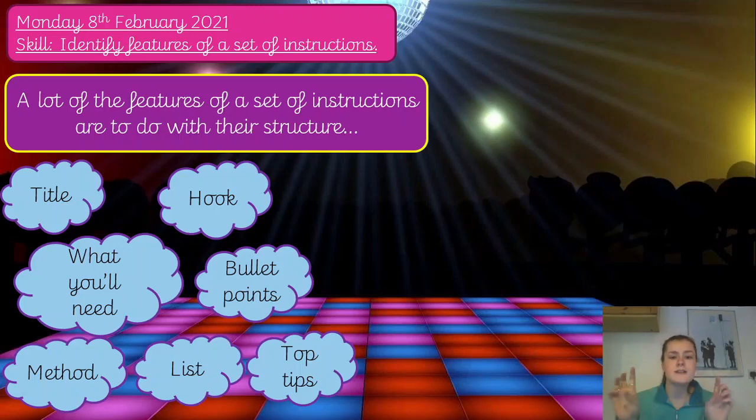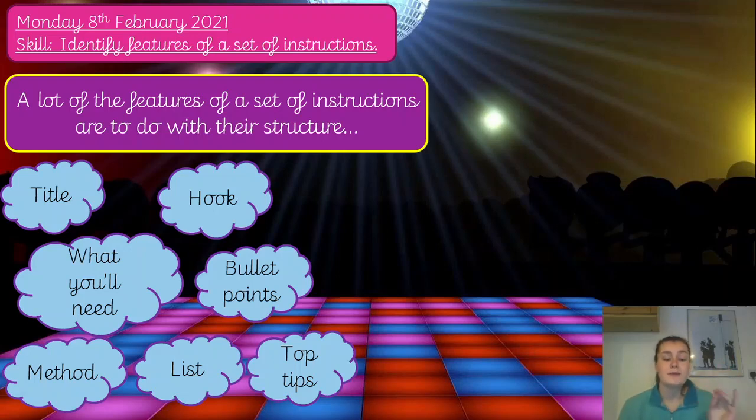So the title at the top was the name of the instructions. The hook, so that's the first sentence underneath the title that reels in the reader and makes them want to find out a little bit more. What you'll need is quite self-explanatory, so that's our subheading that we use to tell the person what they'll need. So that was gloves and a scarf and things like that. Bullet points, so we use a bullet pointed list underneath the subheading what you'll need. Then we go on to the method, so again that's another subheading, isn't it?